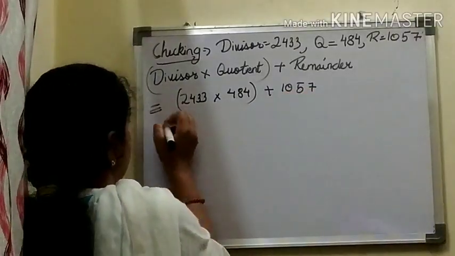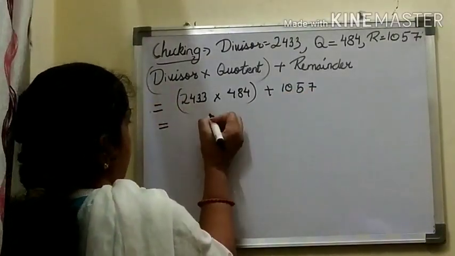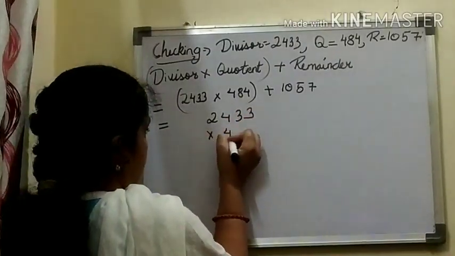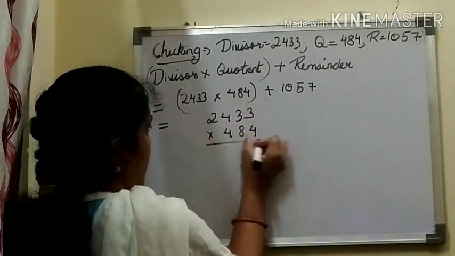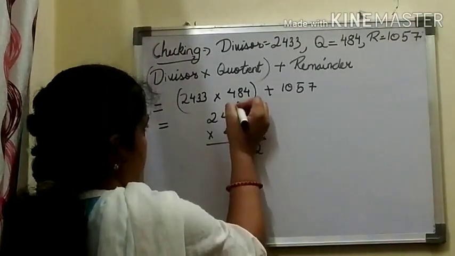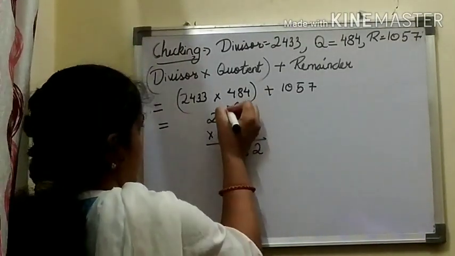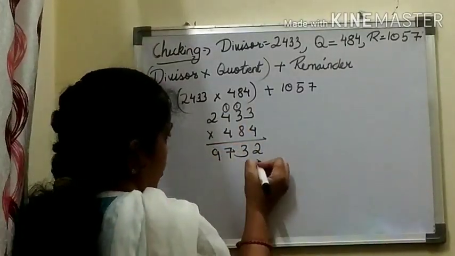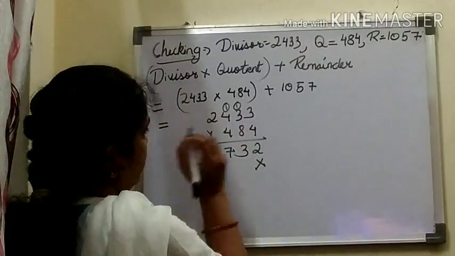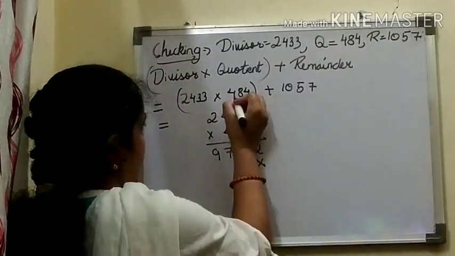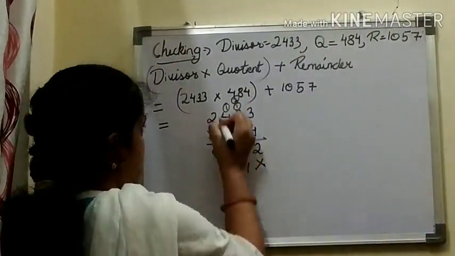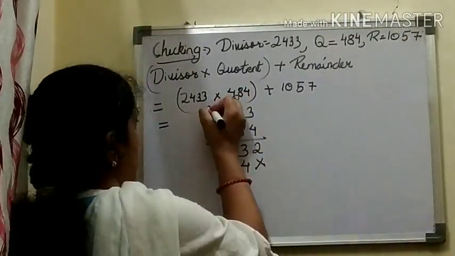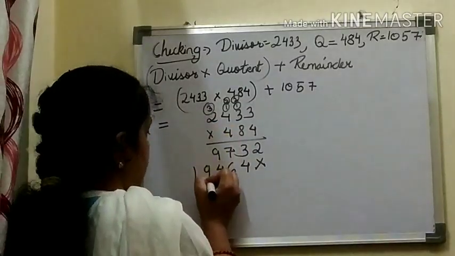Now let us do the multiplication. 2433 multiplied by 484. 4 3s are 12. 4 3s are 12 plus 1, 13. 4 4s are 16 plus 1, 17, and it is 9. Now when we multiply by the tens digit, 8 3s are 24, 8 3s are 24 plus 2, 26. 8 4s are 32, 32 plus 2, 34. 8 2s are 16 plus 3, 19.